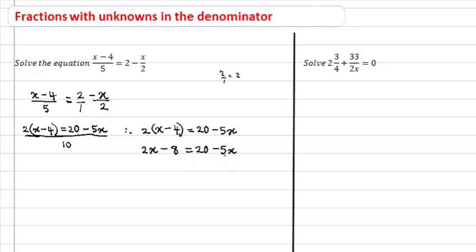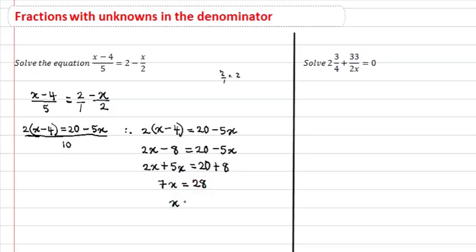So let's collect like terms. Since 5x is here and 2x is here, let them meet themselves. This one is a constant, so the constants should meet themselves. I want to move this 5x to this place, and I want to move this minus 8 to this place. Moving this minus 5x to this place changes to plus 5x. So that is 2x plus 5x equals 20. This one moving to this place changes to plus 8. So this one will be 7x equals 28.